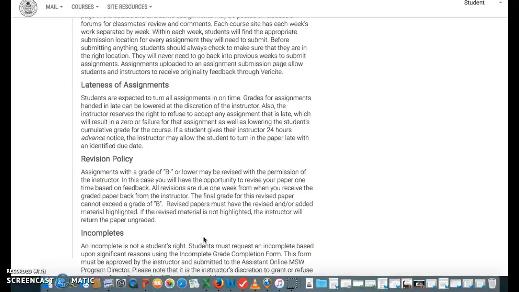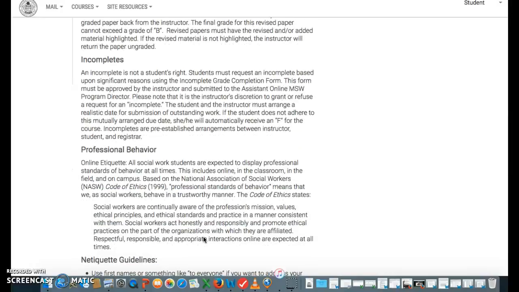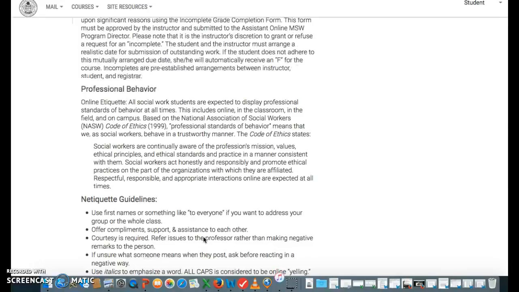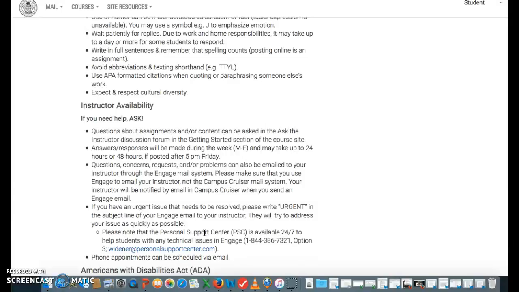In regards to revisions, I do allow for revisions. If you get a B- or lower, and I do give ample feedback on your papers, there will be an opportunity for you to revise that paper and turn it back in, which I think will be important because I believe you all need to get at least a B- in this course in order to not have to take it again. There's some guidelines here about professional behavior. I won't go into those in this video, but please do ask for it.